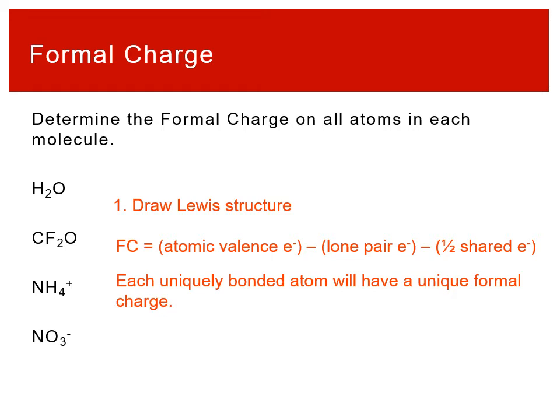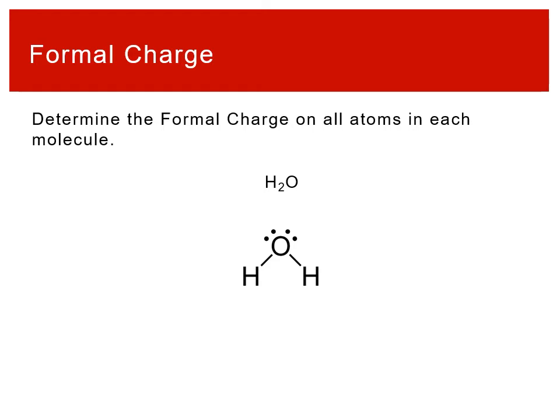All the types of nitrogen get a formal charge. So let's take a look at water. Water's Lewis structure is one we've looked at a couple times. So oxygen is going to be the first thing. 6 valence electrons. That just comes from oxygen.